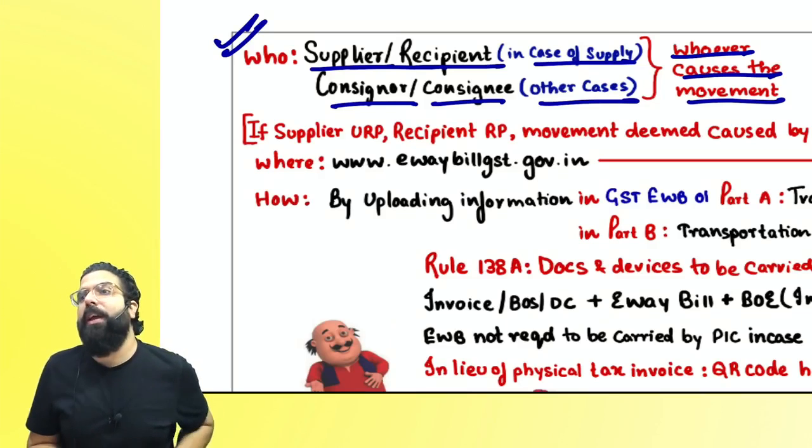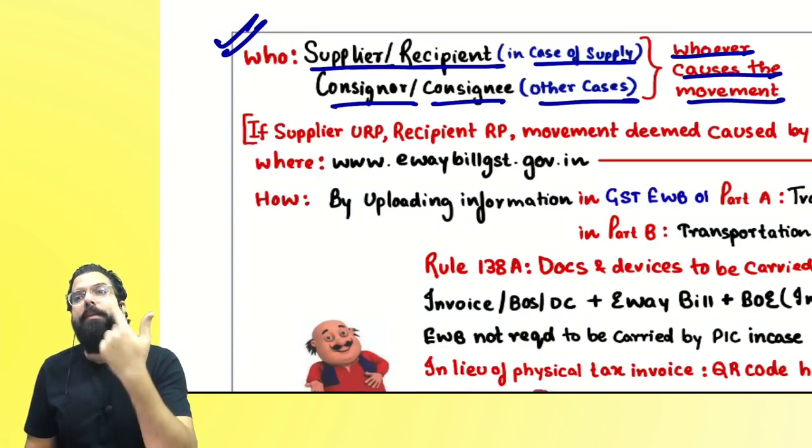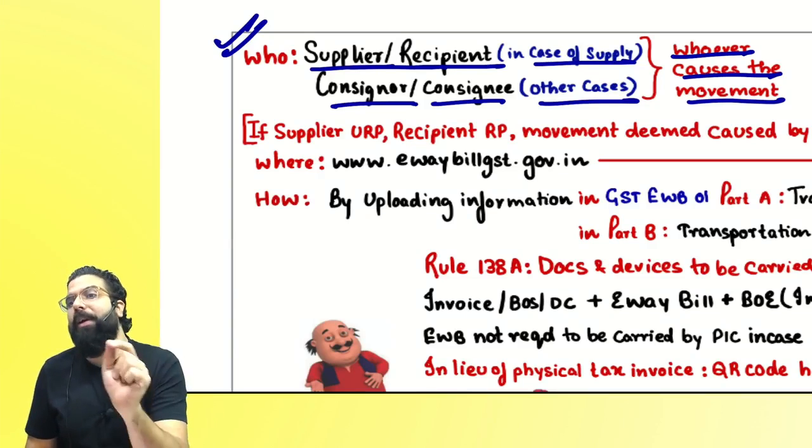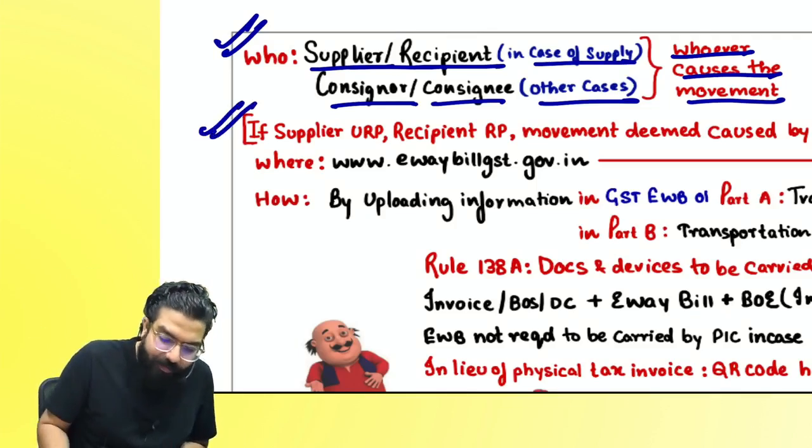Always remember one thing, if supplier is unregistered, recipient is registered and there is a movement which is happening, then it will be deemed that the movement is caused by the recipient and he will generate the e-way bill.